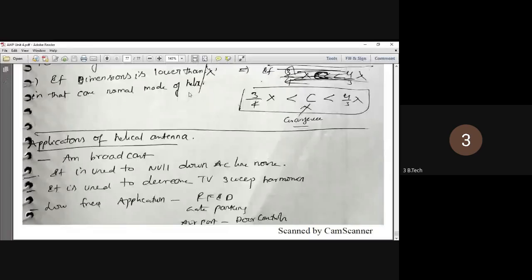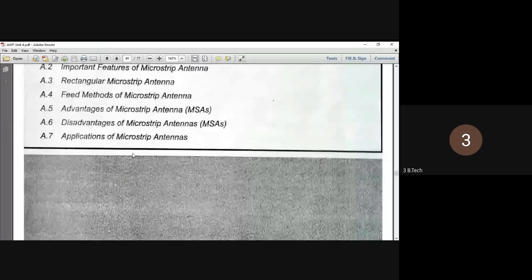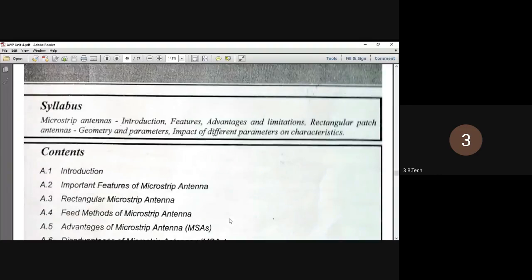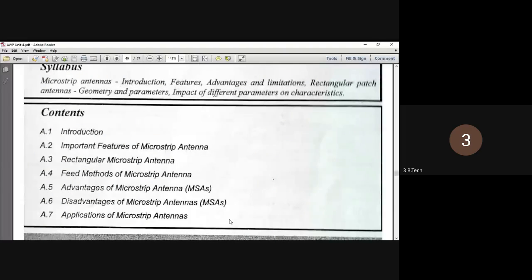Now, we are going for the microstrip patch antenna. This is the last topic in unit 4. Is the audio clear? Is the screen visible? Yes, sir. Okay. So when we come to microstrip antennas, we see the introduction, important features of microstrip antenna, rectangular microstrip antennas, feed methods, advantages of microstrip antennas, disadvantages and applications of microstrip antenna.